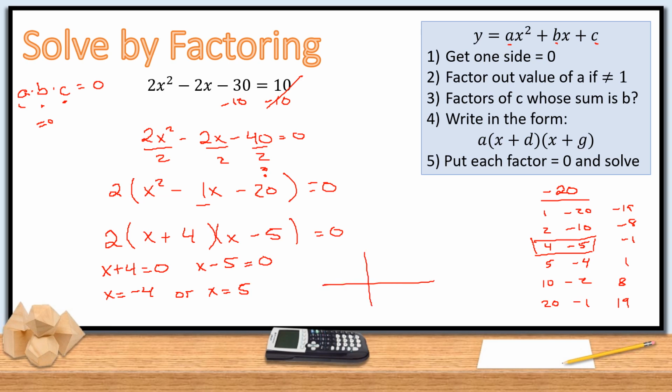So those would be my two possible x values to get a y value of 0 in terms of my solution. So if I were to graph this, at x is minus 4 and x is 5, there's going to be points on this graph. So it would come down, turn, and go back up. Same process for any one you come across.